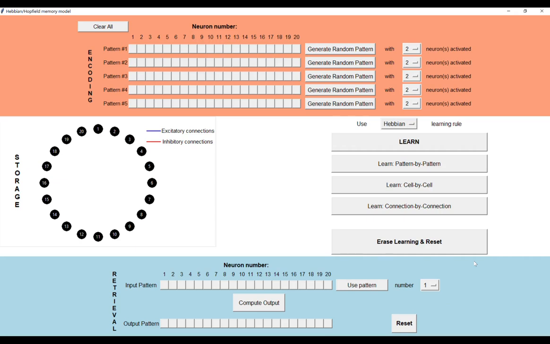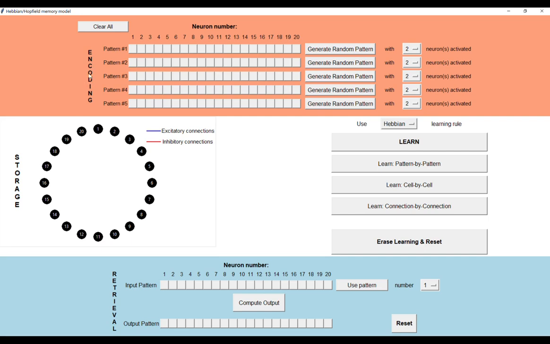So this is a simulation applet that I created in order to help students better visualize and understand the Hopfield model of auto-associative memory, which recently won the Nobel Prize in Physics. And to help students understand how this works, first of all, memories are stored in the brain through three stages.